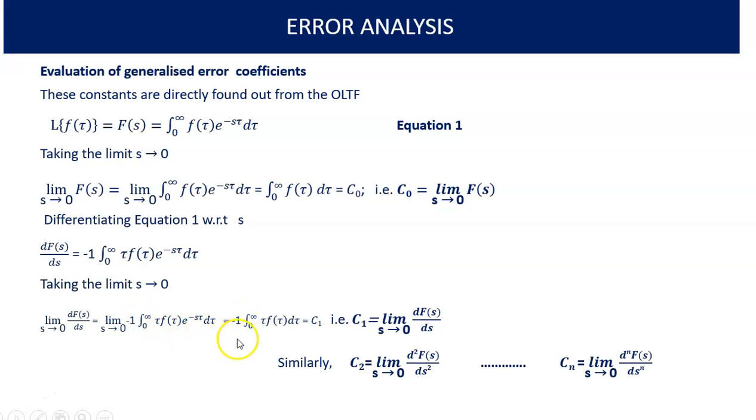Then apply the limit as s tends to 0. So this term will be equal to 1. So this is a minus 1 integral with the limit 0 to infinity tau f tau d tau. That's equal to c1 from the previous slide. Therefore, c1 is equal to limit s tends to 0 df(s)/ds. Similarly, c2 is equal to limit s tends to 0 d squared f(s)/ds squared. So up to cn, which is equal to limit s tends to 0 d raised to n f(s)/ds raised to n. So remember this. Again, it is required while doing problems.